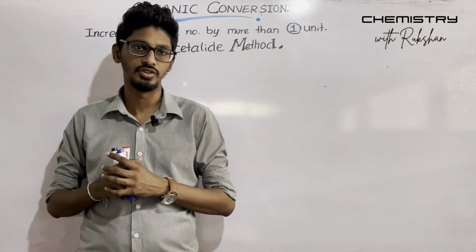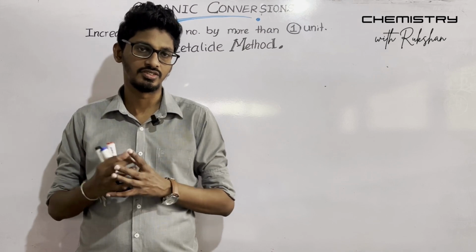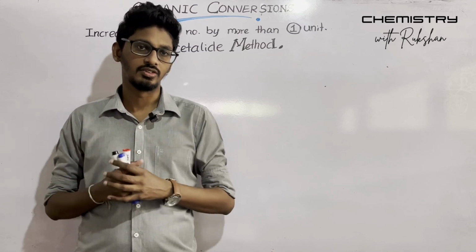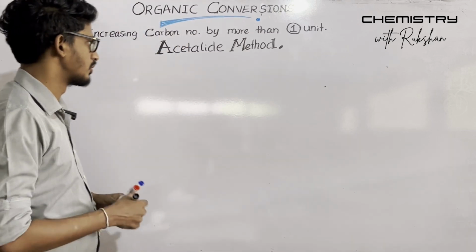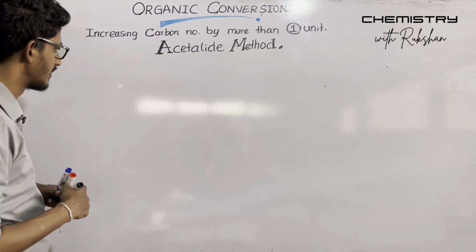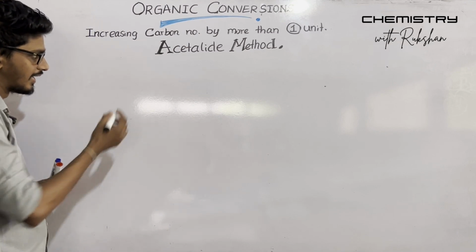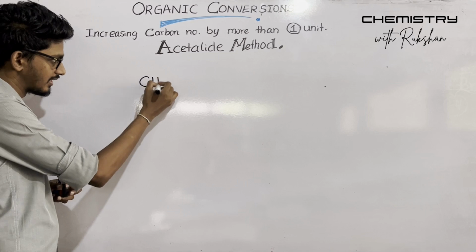Okay. First of all, let's discuss how to prepare these acetylides. That is the first discussion before going to the conversions. So the sodium acetylides can be produced with the use of terminal alkynes.